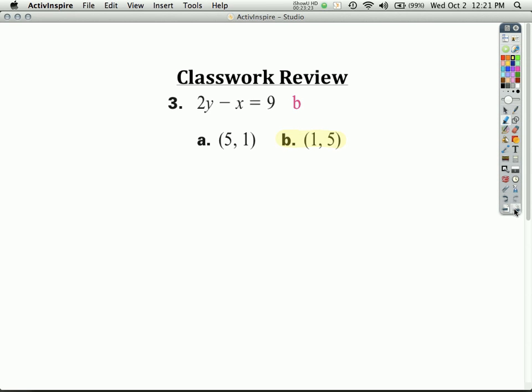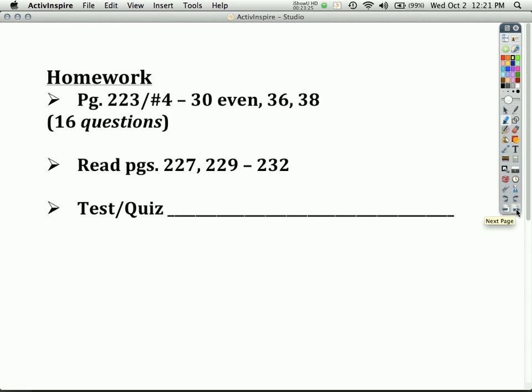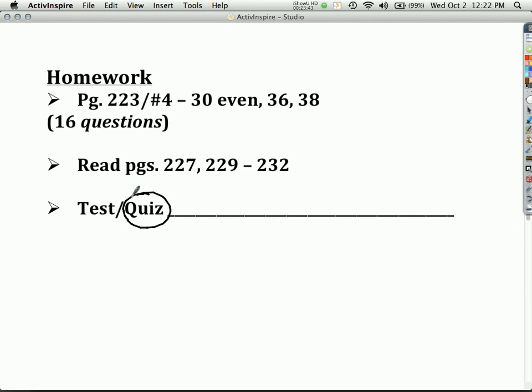Draw a line across your paper. Your homework is page 223, numbers 4 through 30 even, and 36 and 38. That's a total of 16 questions. You're going to read the next section, and you will have a quiz next Wednesday. And that will be 4.1 to 4.3.